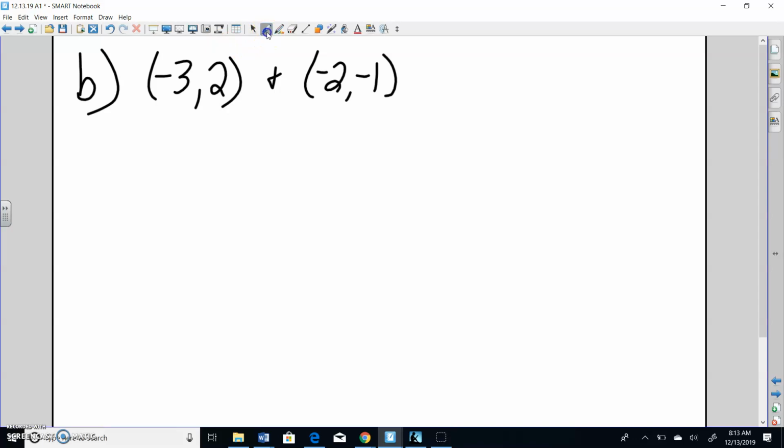So we're going to identify what's x1, y1, x2, y2. So here's my first point, so I'm going to call that x1, y1. Second point is x2, y2. And I am substituting that information into this.